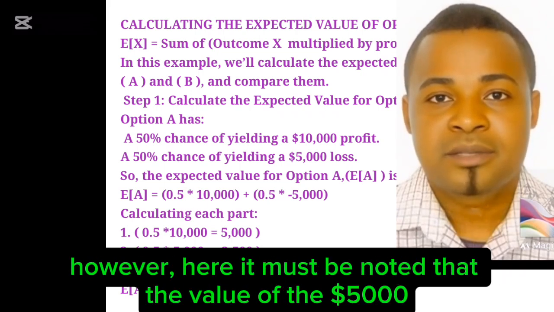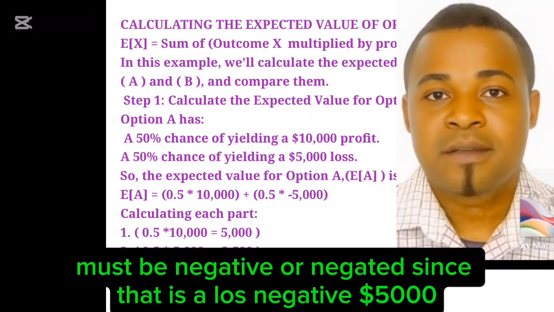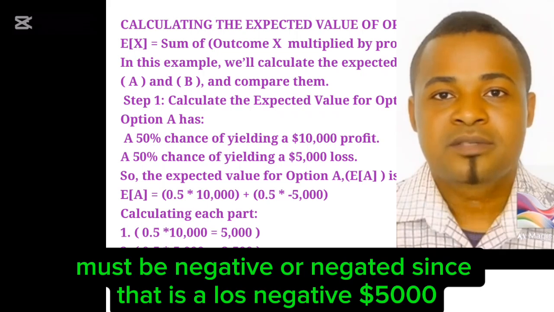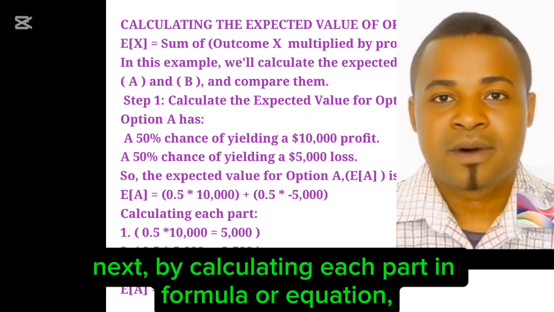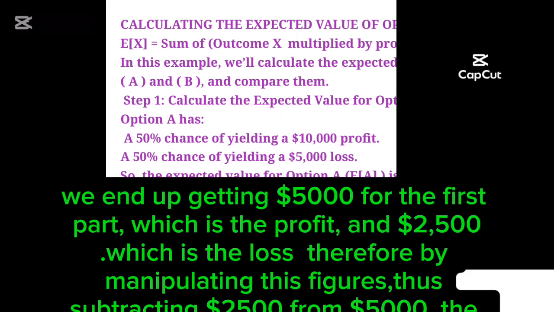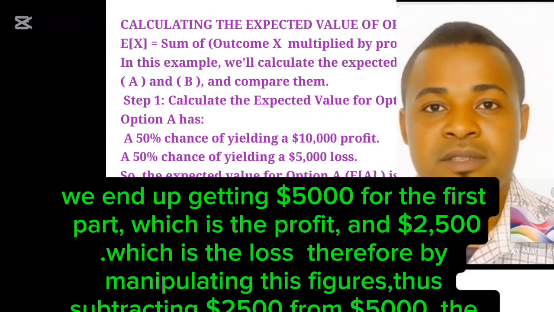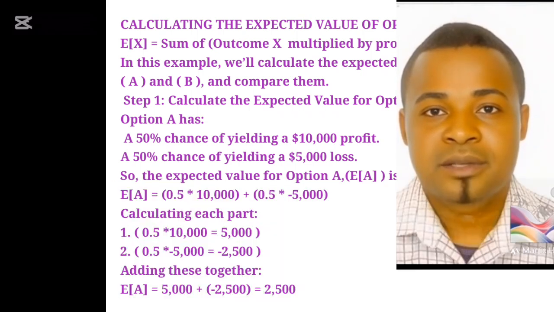However, here it must be noted that the value of the $5,000 must be negative or negated, since that is a loss, thus negative $5,000. Next, by calculating each part in the formula or equation, we end up getting $5,000 for the first part, which is the profit, and $2,500 for the second part, which is the loss.